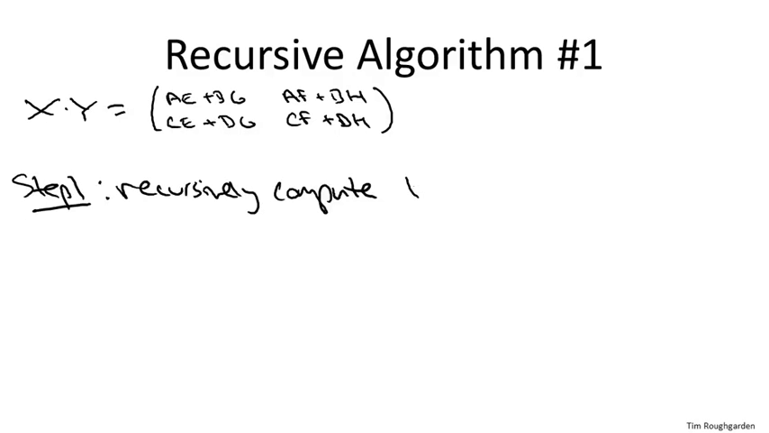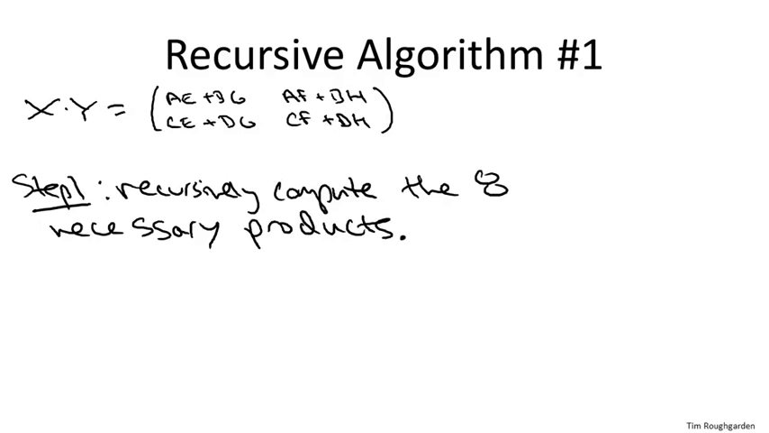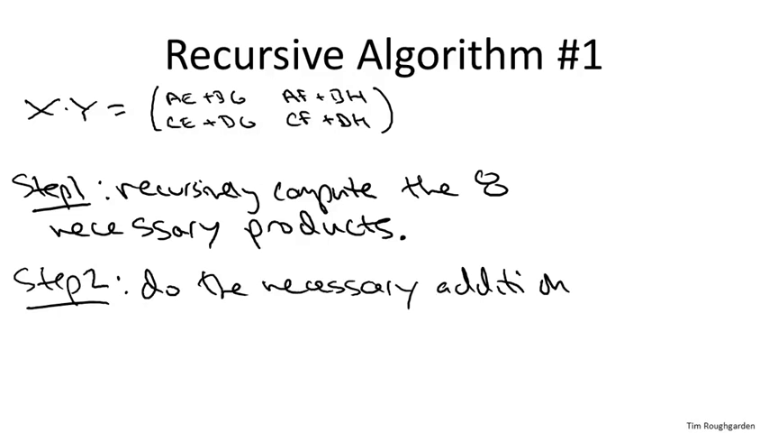They're all distinct. So naively, if we want to evaluate this, we have to do 8 different products of n over 2 by n over 2 matrices. Once those recursive calls complete, all we do is the necessary 4 additions. As we discussed, that takes time proportional to the number of entries in the matrix, so this takes quadratic time overall, quadratic in n, linear in the number of entries.